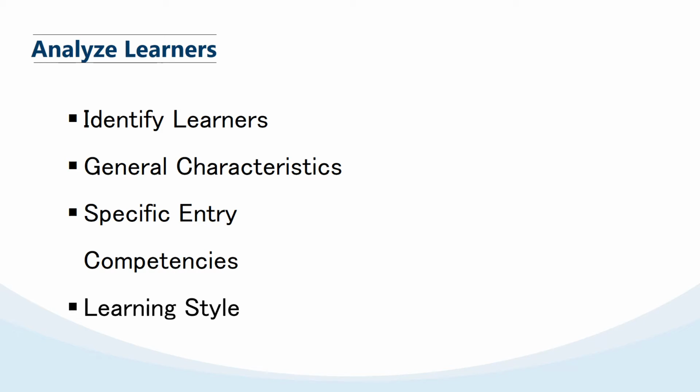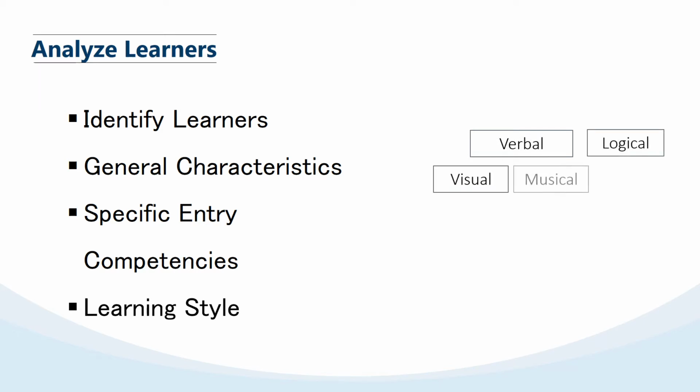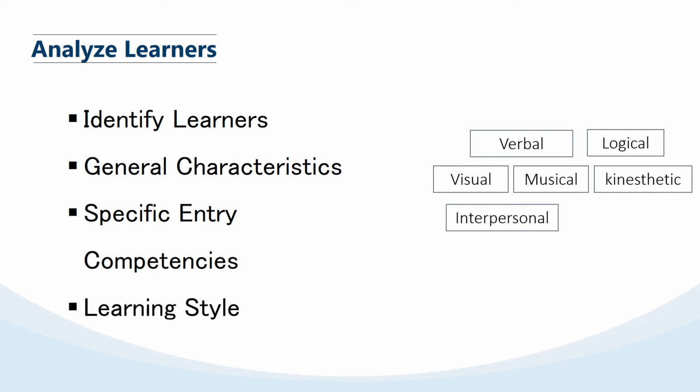Learning style. Learning style refers to a cluster of psychological traits that determine how an individual perceives, interacts with, and responds emotionally to learning environments. Gardner was dissatisfied with the concept of IQ and its unitary view of intelligence. He identified seven aspects of intelligence: verbal, logical, visual, musical, kinesthetic, interpersonal, and intrapersonal.